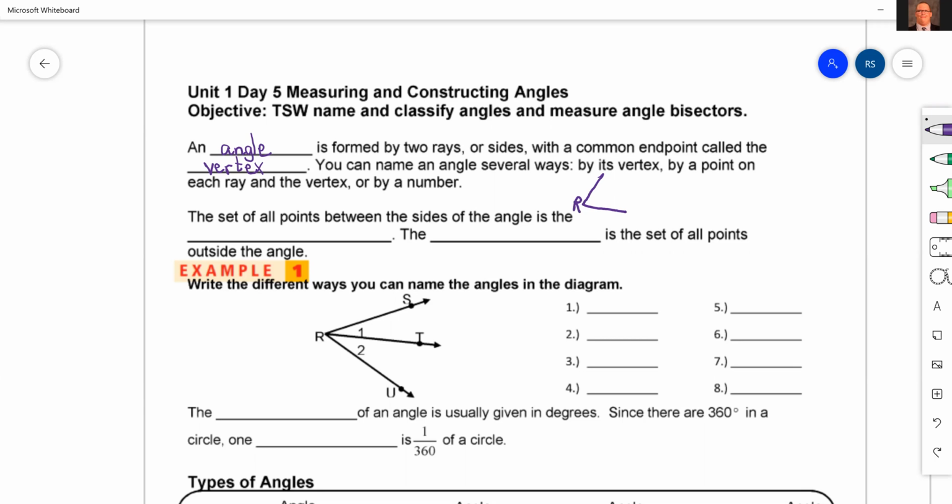By a point on each ray. So let's say we had this other angle that has A, B, C. So pick a point on each ray and the vertex. So we would call this angle A, B, C. Or we could say angle C, B, A.